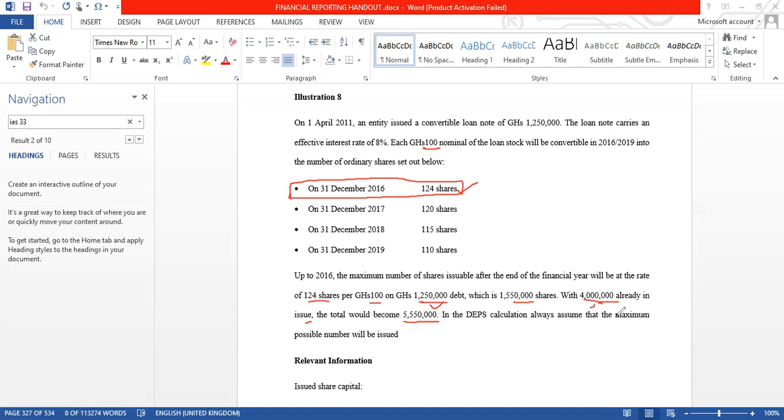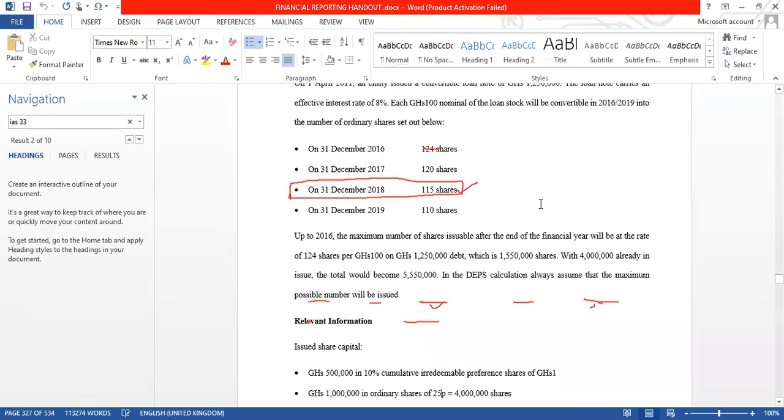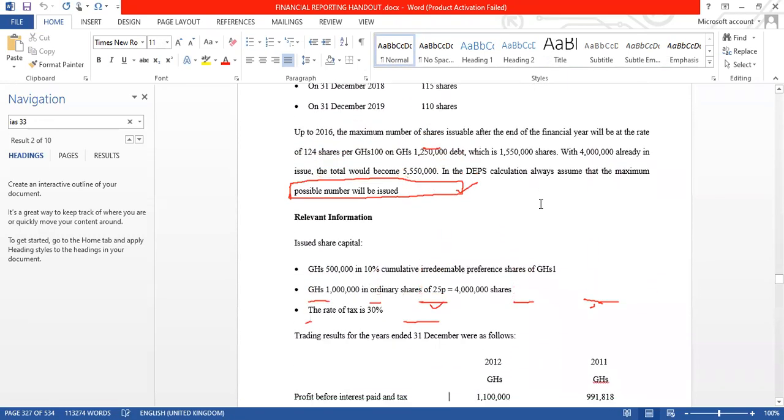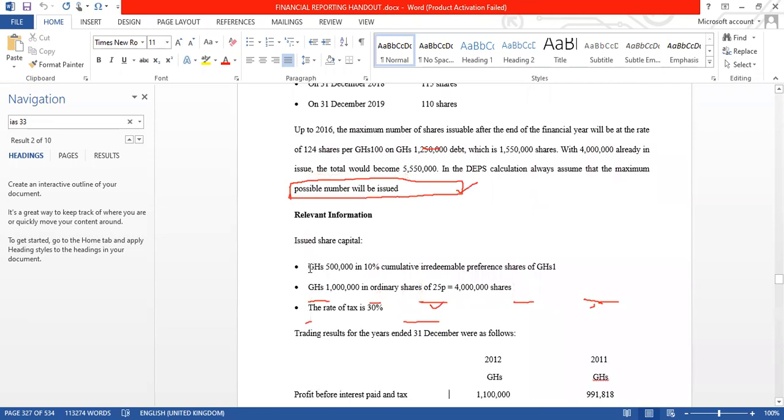In depth calculation, always assume the maximum. So this question is actually to explain it to you. Okay. It's actually to explain it to you. Of course, it's an illustration. And you have 500 cumulative irredeemable. It's irredeemable, all right? And you have 1 million ordinary shares. Okay. Also here, you have your tax rate.